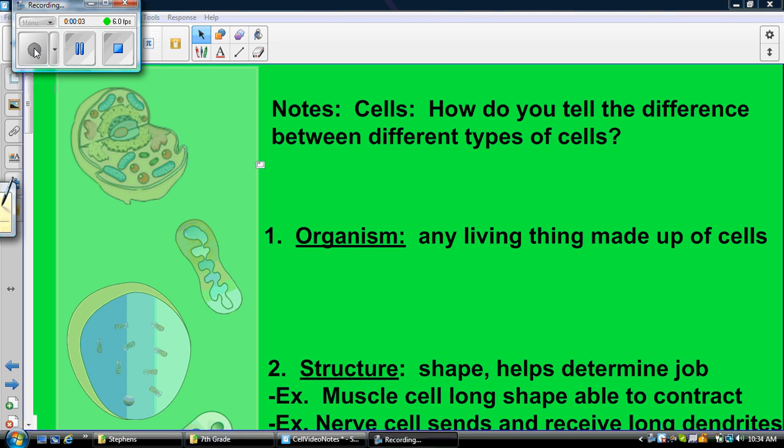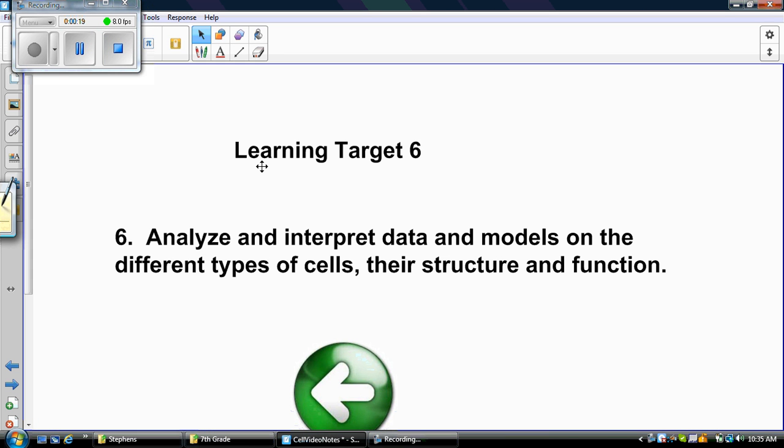Okay, now that we have learned how to classify whether things are living or not, we are now going to go into specifically what is a cell. So our essential question for today is how do you tell the difference between the different types of cells? Okay, so this goes with learning target 6. We're going to analyze and interpret data and models on the different types of cells, their structure and function. So after our notes and our practice, you will be able to look at different types of cells, be able to identify what their job is, how they're shaped, and how that helps the cell based on your data.